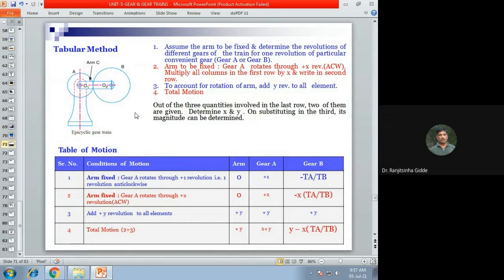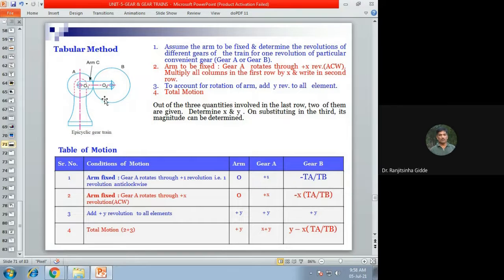Now, with this method that I am going to explain, there will be one numerical of 10 to 12 marks. Only this table will be common for all numericals. So there is no change. Please read carefully. I will explain, and I will take 3 to 4 numericals, so you will understand how we can get the speed of the elements in the epicyclic gear train.